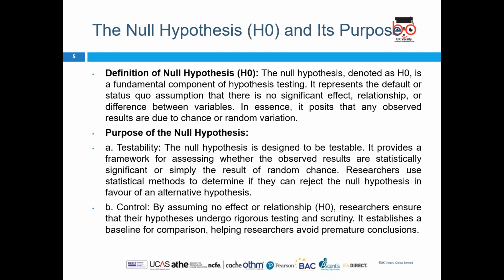So just to remind, a null hypothesis is rejected when the significance level is less than 0.05. In that case, the alternative hypothesis is accepted. But when the significance level is more than 0.05, the null hypothesis cannot be rejected.